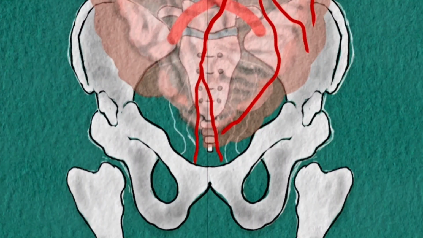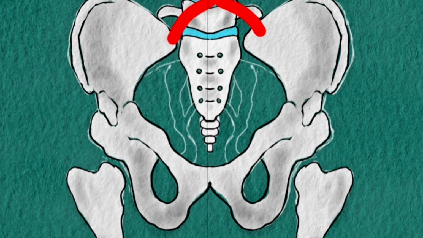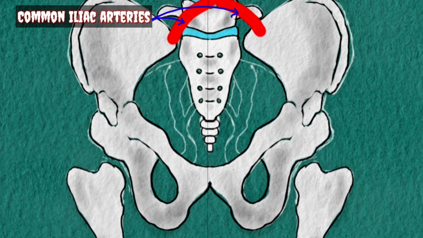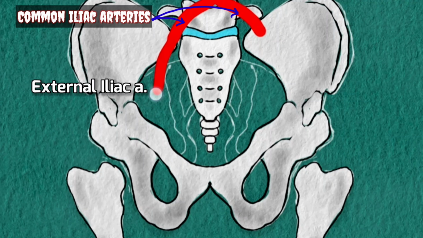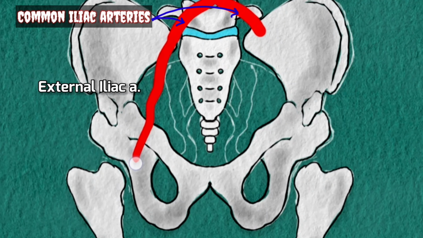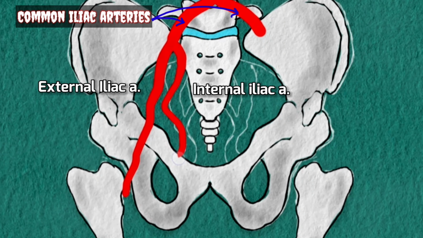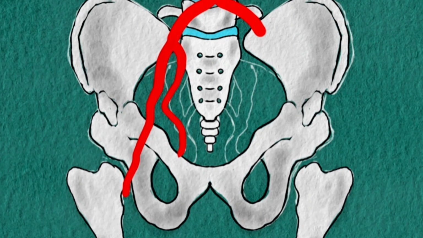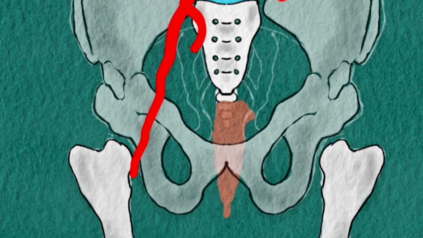At around the level of L4, the abdominal aorta bifurcates into two divisions that birth the common iliac arteries. These themselves divide into the external iliac arteries, which supply most of the lower limb, and the internal iliac arteries, which supply the pelvis and the reproductive organs. Before we see the arteries of the lower limb, let's have a look at the internal iliac artery.